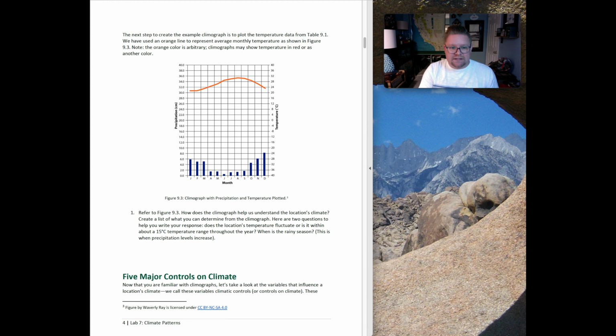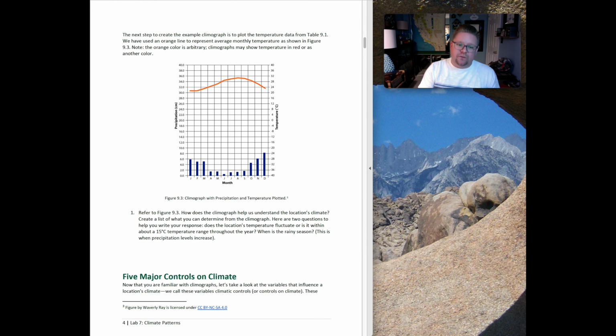To kind of put things into perspective, just as a reminder, when we're talking about precipitation, about 2.54 centimeters is equivalent to 1 inch. So when we're looking at just averages, if you want to put it in that perspective for your mindset, that might help you put it into a better frame of mind. Now, once you complete that, we can also look at the 5 major controls on climate.